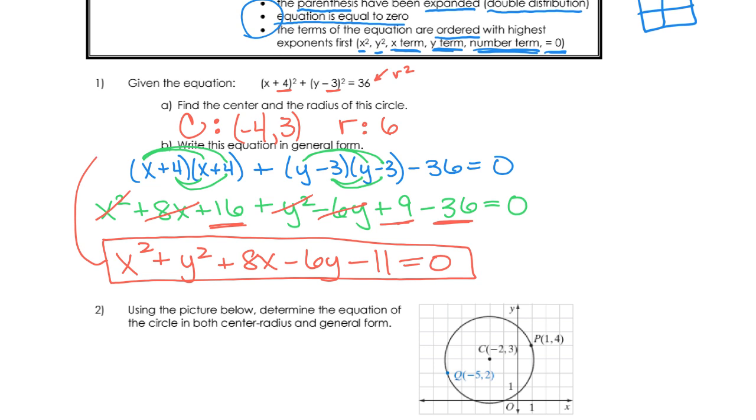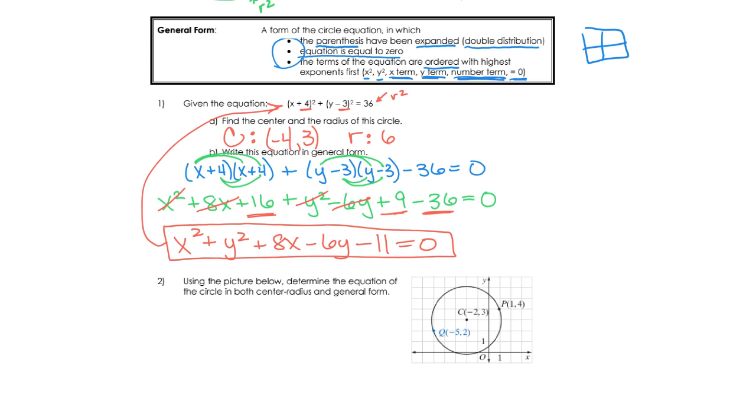Okay? It is equivalent to this one. It just looks different. All right, and so that's what we're going to practice today. Okay, so let's take a look at what we have next.